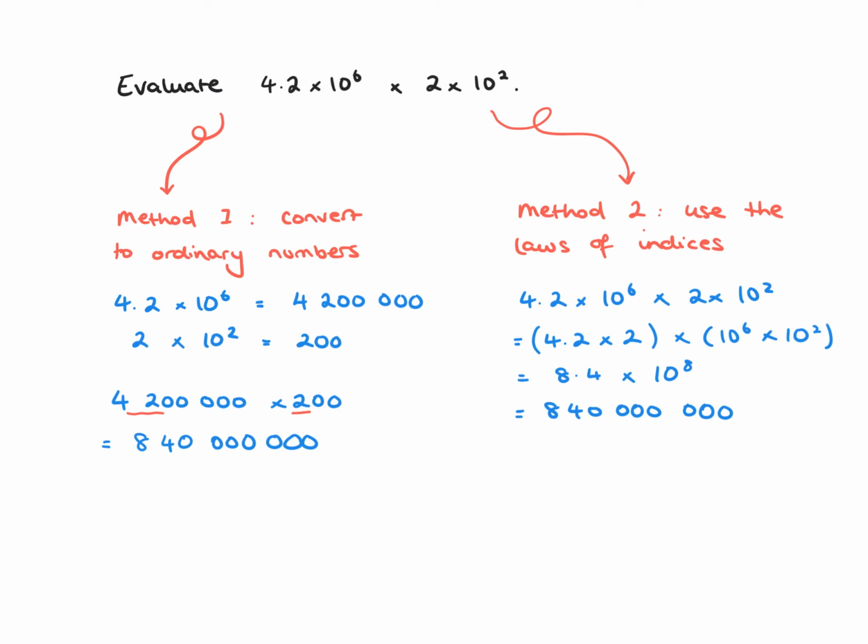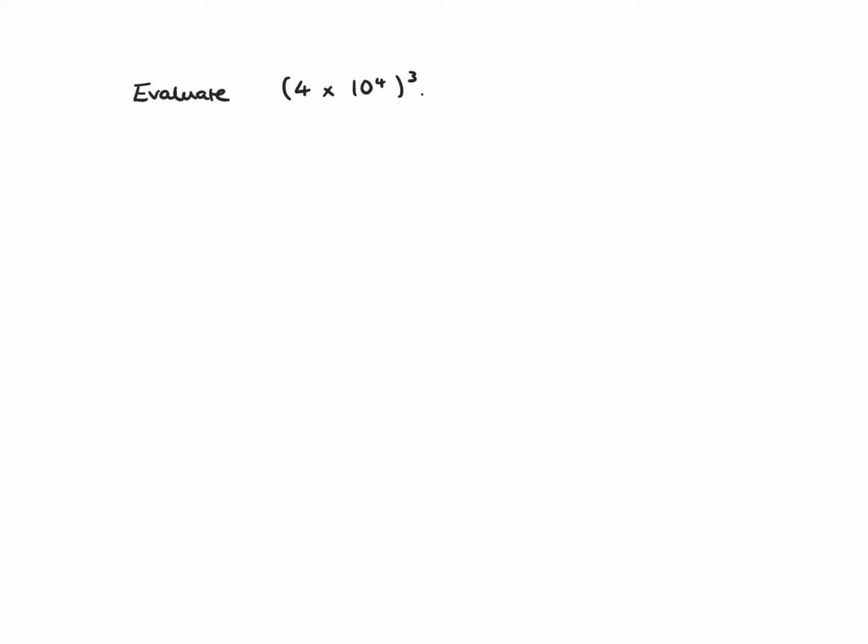Now, either method is perfectly valid, but if working without a calculator, method 2 can be a little bit more straightforward. We're now going to consider a second example where we use method 2, where we use the laws of indices to evaluate a multiplication problem involving numbers in standard form. Evaluate 4 times 10 to the 4th power cubed.